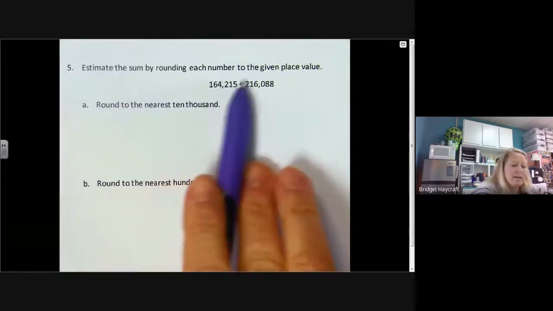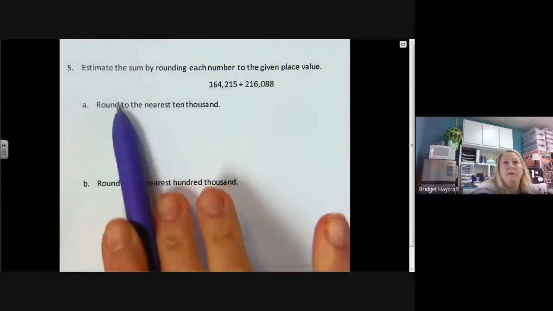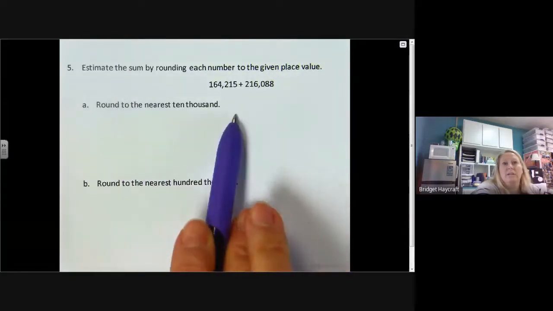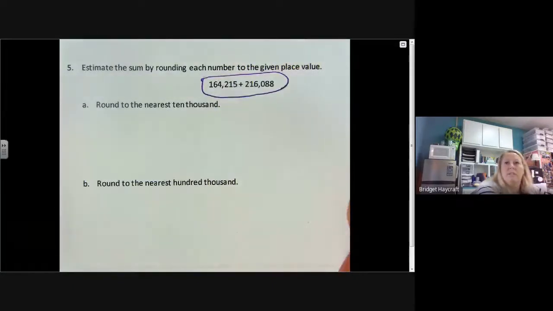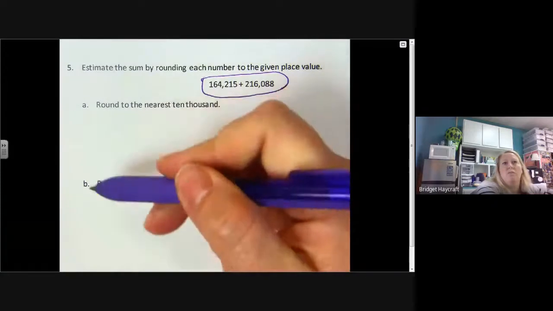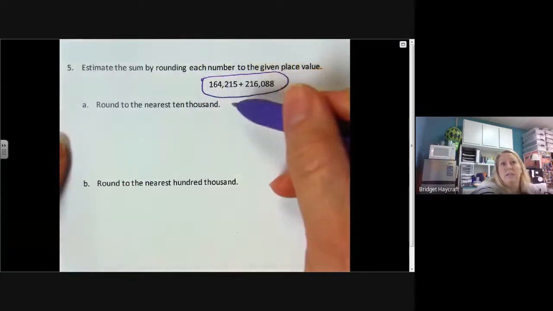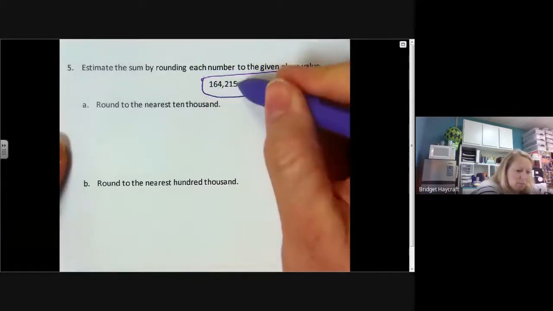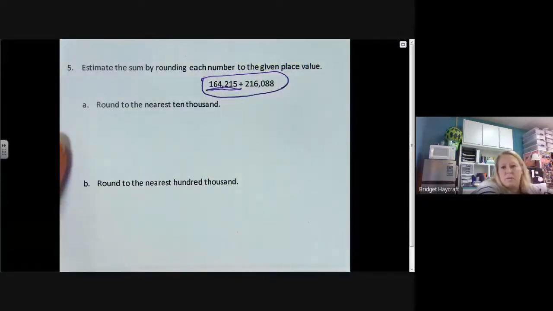Estimate the sum by rounding each number to the given place value. So we have to estimate rounding to the nearest 10,000. So we've got to take these numbers and round them to the nearest 10,000. You can draw the vertical number line or you can do it the other way too. So the nearest 10,000. What digit is in the 10,000s place on this number? Type it in there, please. Because that's what we're rounding to right now.